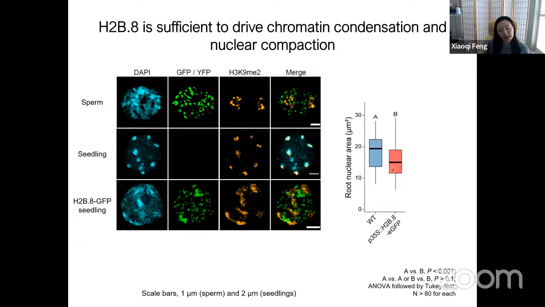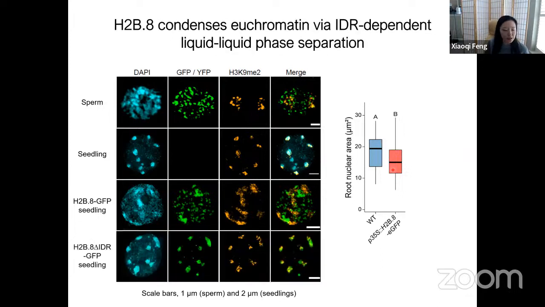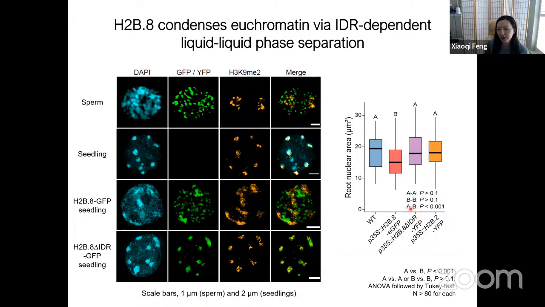So then to test whether the phase separation property of H2B.8 is important for the condensation, we ectopically expressed H2B.8 without the IDR. And unlike the full-length H2B.8, this failed to induce euchromatin foci or to induce euchromatin condensation. And if you look at here, unlike the full-length H2B.8, which can effectively reduce the somatic nuclear size, the expression of H2B.8 without the IDR or a canonical H2B.2 cannot do so. So these suggest that the chromatin condensation and nuclear compaction are dependent on the phase separation ability of H2B.8.